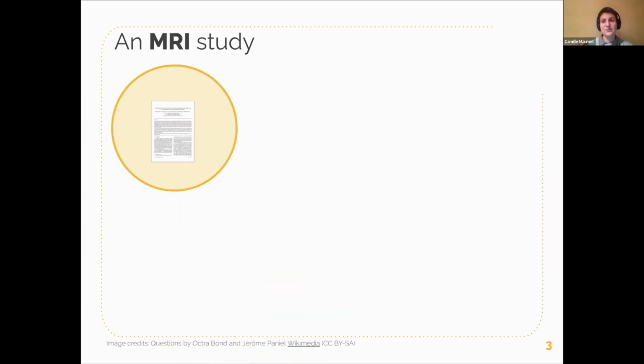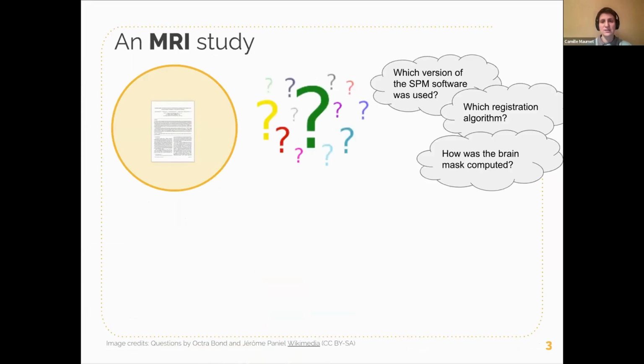And of course, if you've worked with papers, and you probably have, when you start reading a paper, especially if you're really excited about it, and this is something that is close to your research, you basically end up with many, many questions. So I've put questions from my type of analysis, but which version of the software exactly was used? Oh, but the registration algorithm, which one was it? Or something that is often overlooked, the brain mask, how was this computed? We often don't describe that, but it can have a strong impact on our results. Okay, so that's one thing.